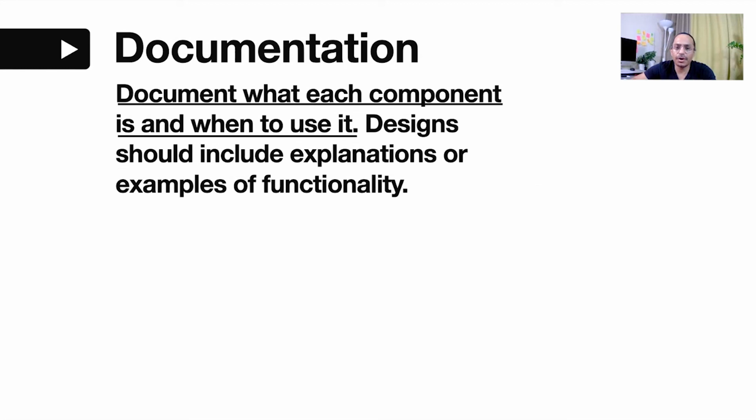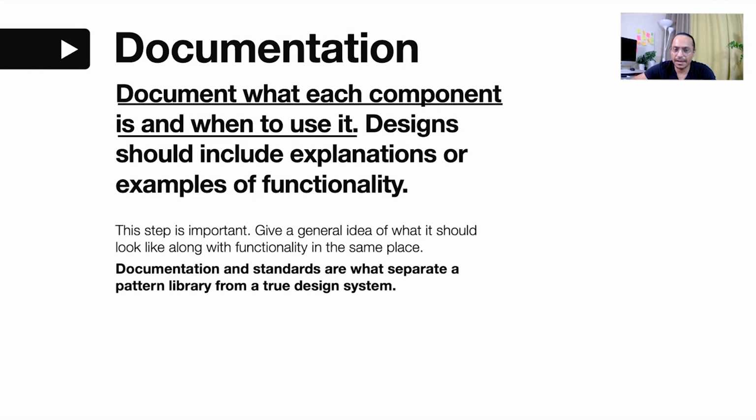And then document what each component is and when to use it. Design should include explanations or examples of functionality. If you have created a toggle button, then you should define both the active and inactive states and explain when to use what and what should happen after one interaction, second interaction, and so on. Everything should be documented and put in the system. This step is important. Give a general idea of what it should look like along with functionality in the same place. Documentation and standards are what separate a pattern library from a true design system. Earlier we used to use style guides and pattern libraries, but that was a limited document.